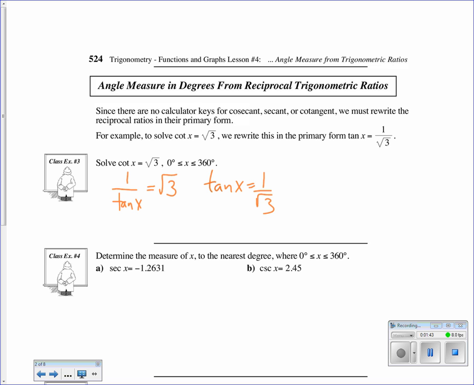Because the question asks for it in degrees, I'm going to put my calculator in degree mode. So get used to that. And now to get the x, I have to go inverse tan of 1 divided by the square root of 3. Now my calculator will give me one answer. Make sure that you put brackets in the right spot. So I end up getting an angle of 30 degrees.